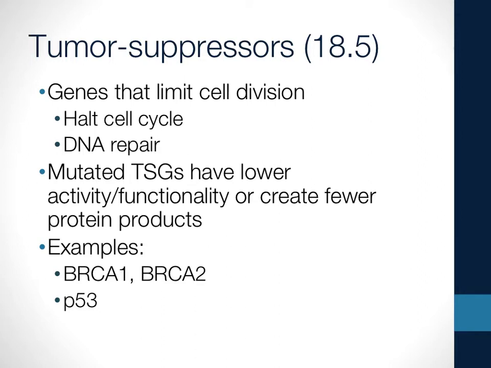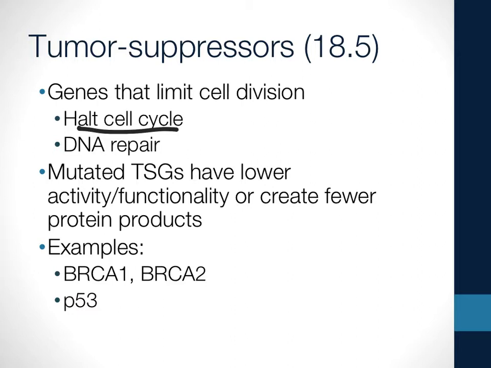So the other type of gene type that you have to be familiar with that's really common in cancer cells is what's called tumor suppressor genes. These are genes that normally stop the cell cycle. So it might be a gene that inhibits the production of a cyclin, or it might be a gene that breaks down a cyclin, or it might be a gene that prevents a cyclin from binding to its kinase molecule.